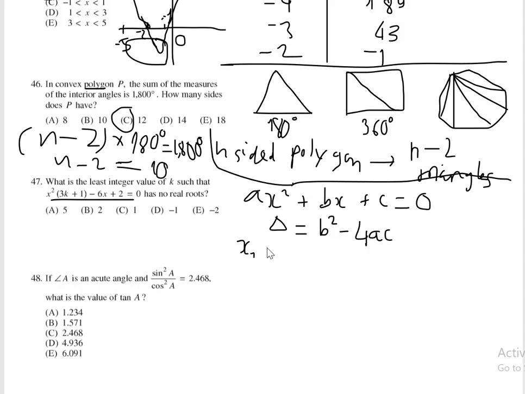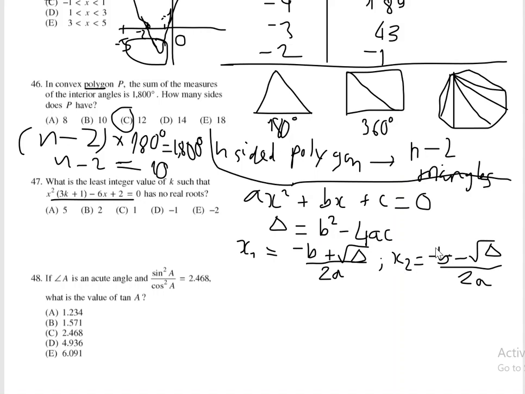x1 will be equal to minus b plus the square root of delta over 2a, and x2, the second root of the quadratic equation, will be equal to minus b minus the square root of delta over 2a. Okay, so this is the formula.